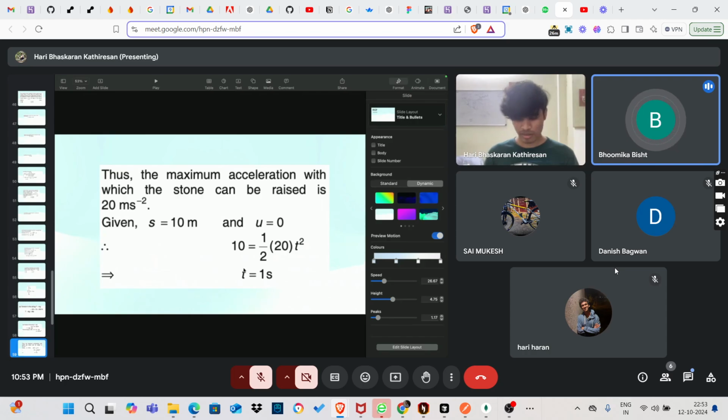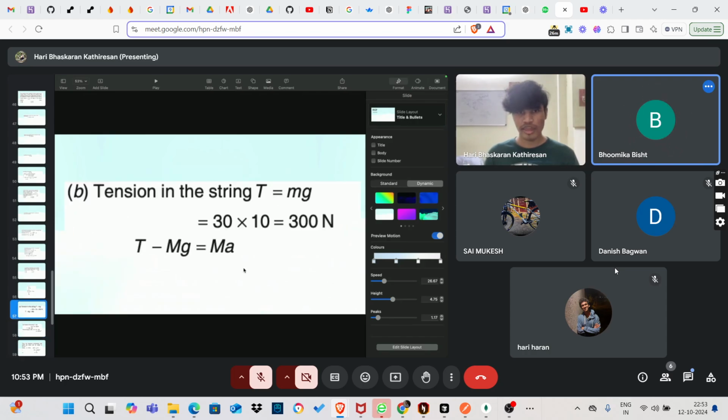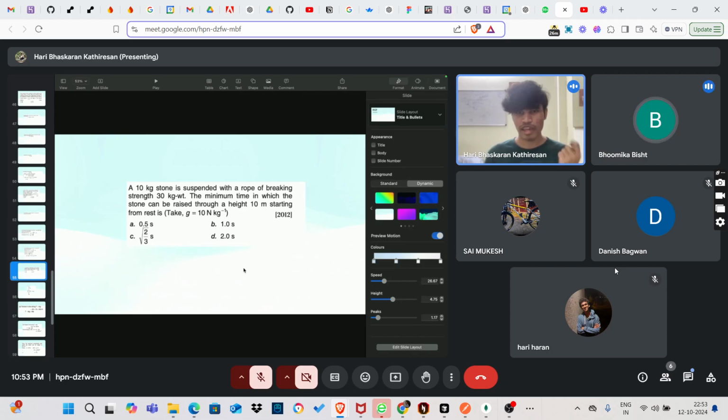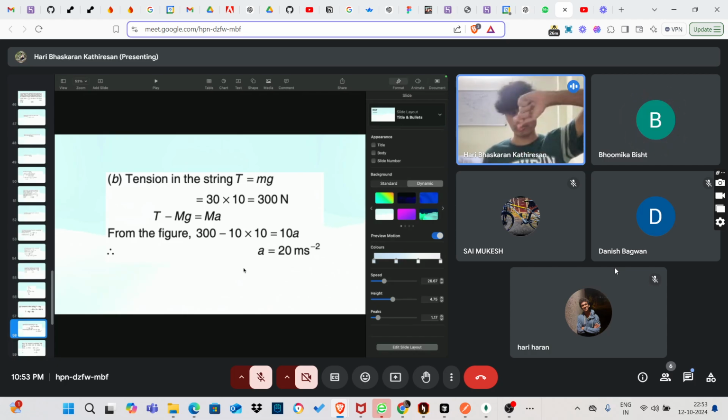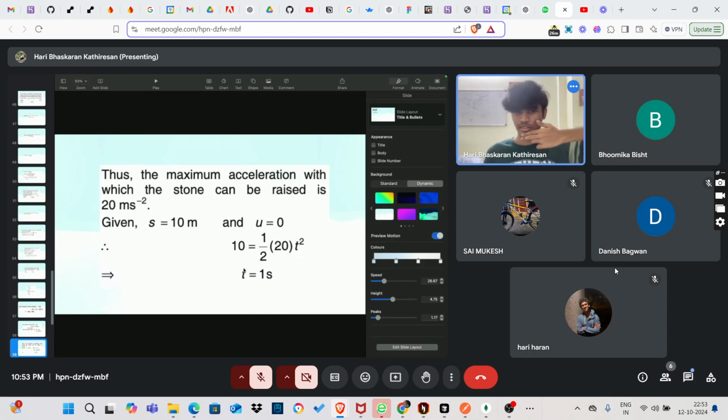What was the time? 1 second. They ask the time in which it can be raised, the time we have to tell. So you found the acceleration through which it's taken upwards, and they give 10 meters. 1 second. Yeah. 1 second. Cool. So did you get this?